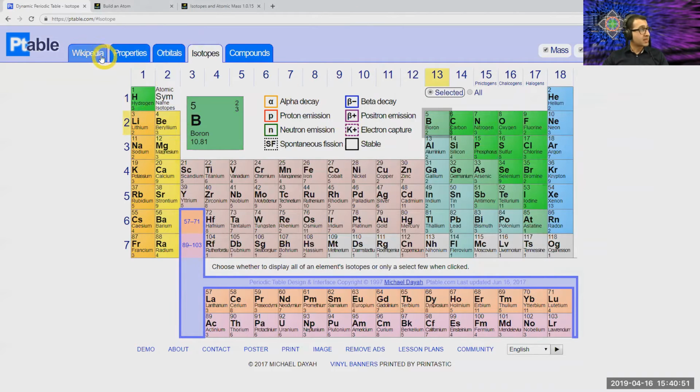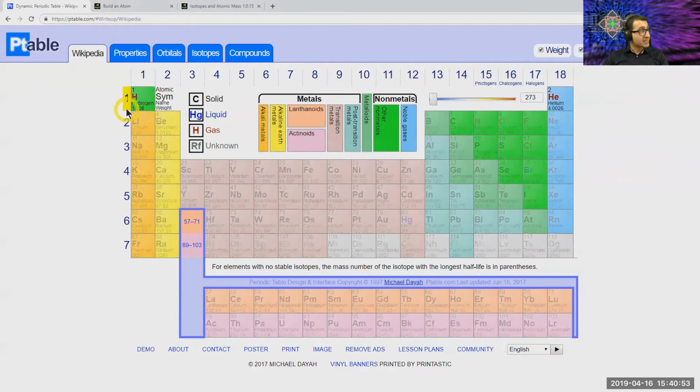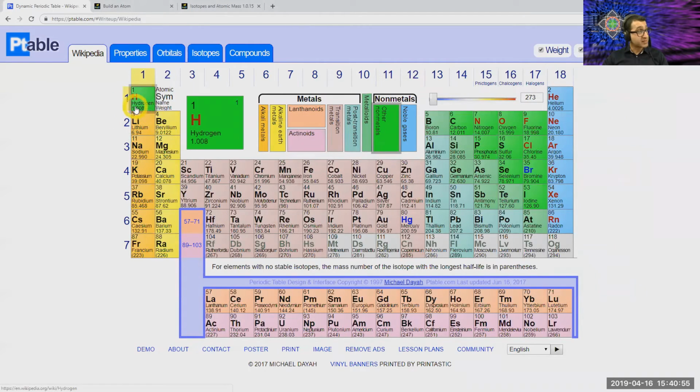So let's take a look again at the relative atomic mass of hydrogen. The relative atomic mass of hydrogen, as you can see here, is not an integer. It's not a whole number. So it can't be a mass number. If a mass number is a number of protons plus a number of neutrons, and these are fundamental particles, how can you have 0.008 of a neutron?